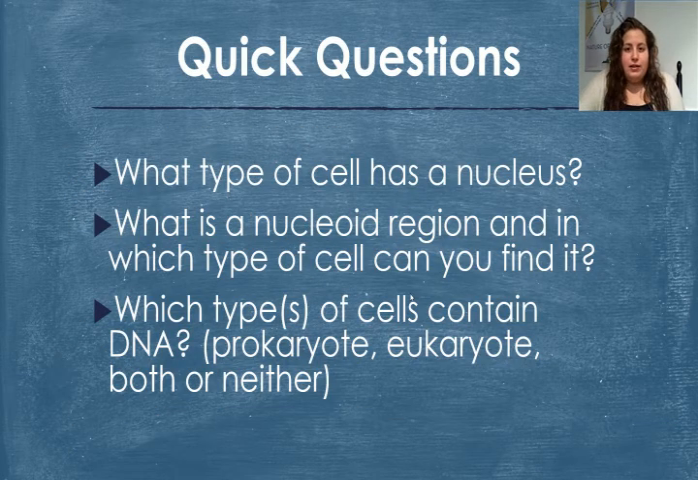First, before we get into this, tonight, as we're going through this, we're going to have these quick questions throughout the lecture. What I want you to do is write them down on a separate piece of paper. You can pause the video to write them down and then just hit play again when you're done. So question number 1 is, what type of cell has a nucleus? Number 2, what is a nucleoid region and in which type of cell can you find it? And number 3, which type or types of cells contain DNA? Prokaryotes, eukaryotes, both, or neither?